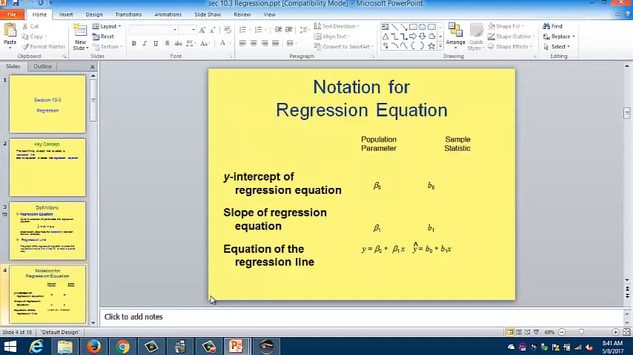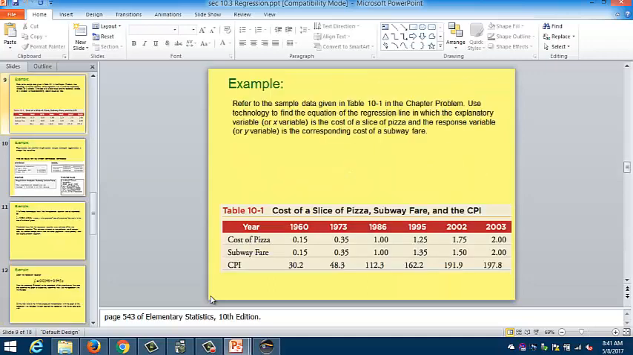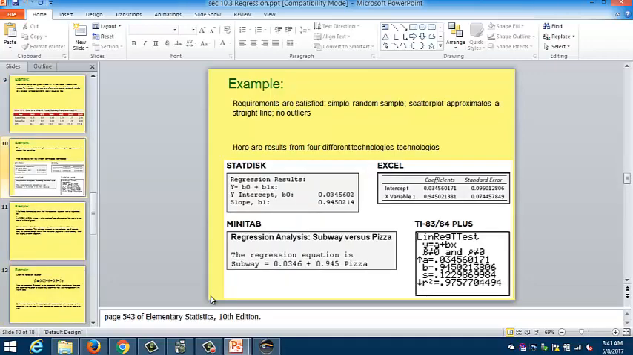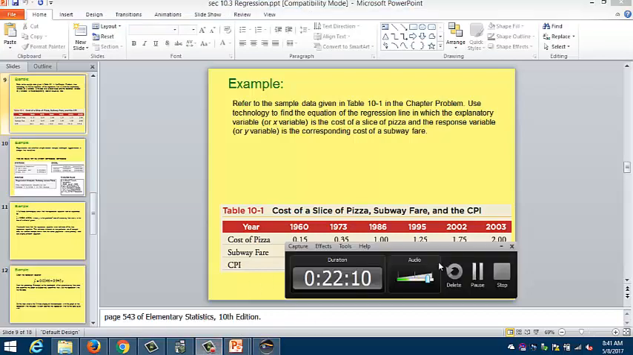I'm going to skip ahead to the example again. The regression line fits the sample points best. Of all the possible lines I could draw through the data, there's a line that will go through that data the best. I'd like to show you how to do it on Excel, since many of you are going to be using that for your project. You could do it on StatDisk, but let's go ahead and use Excel.